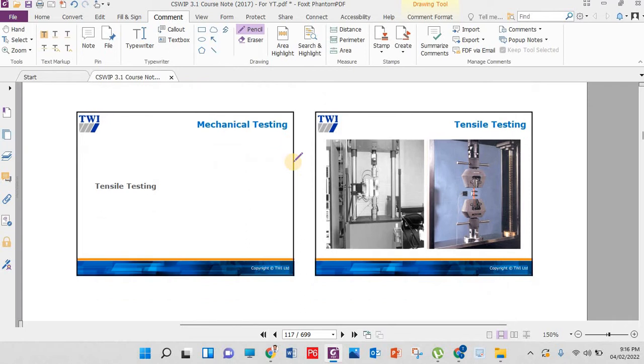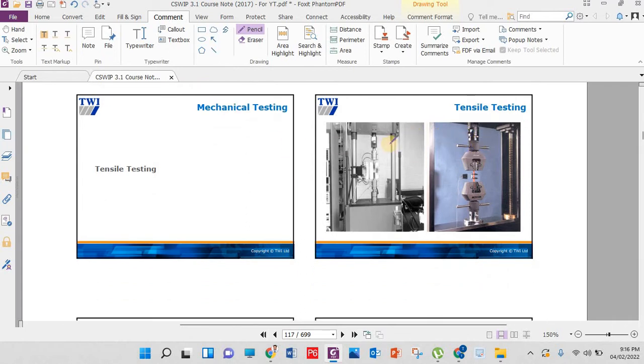Now we have tensile testing. You can see this hydraulic control machine. We have two plungers, or you can say pistons. In the pistons we will attach our specimen, which is normally made like this. I will show you further as well.